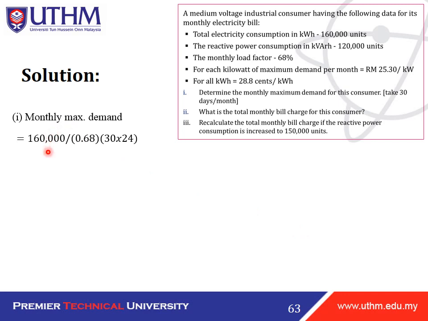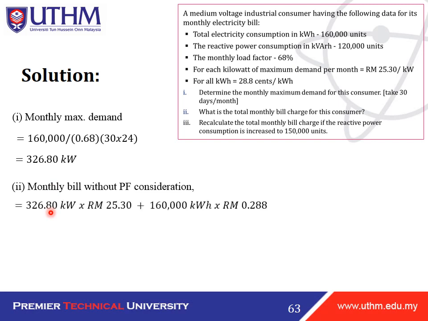So the monthly maximum demand can be calculated by 160,000 kWh divided by 0.68 times 30 times 24 hours. So we got 326.8 kilowatt, and then we calculate the monthly bill without power factor consideration.